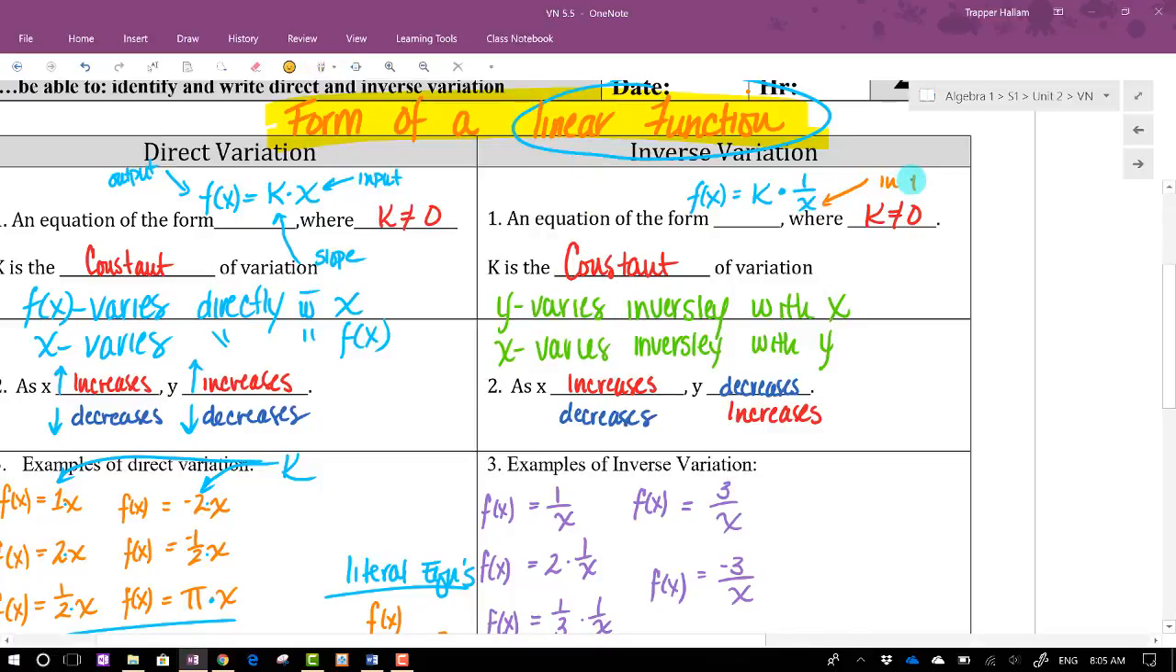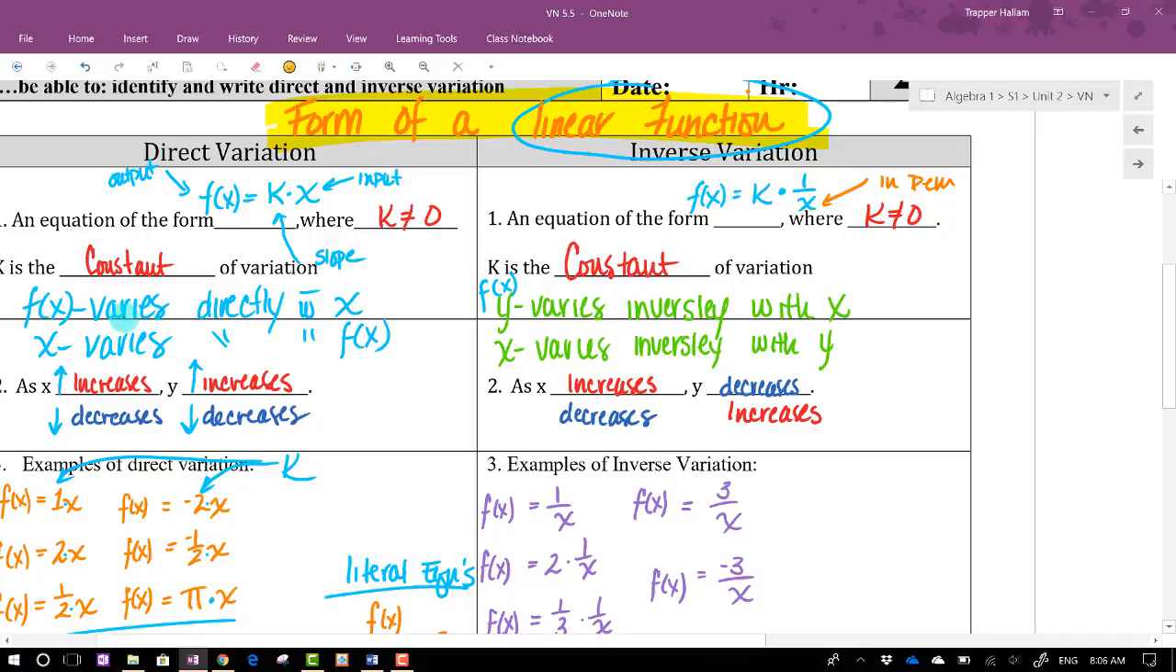In the denominator. Okay, that's what makes this an inverse variation versus a direct variation. So k is still our constant of variation, but look what we say about this one. This one we say y, or f of x, this really should be f of x, f of x varies inversely with x.